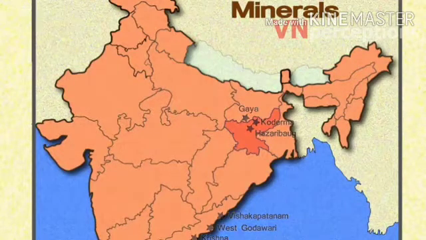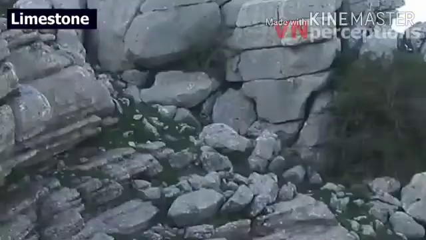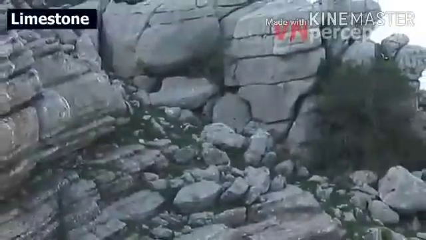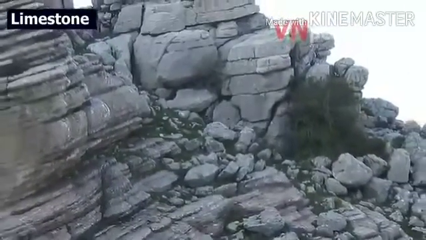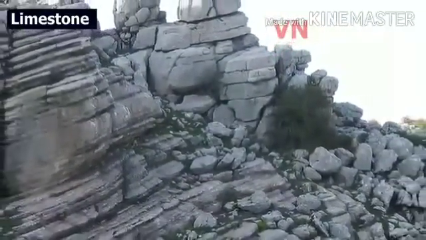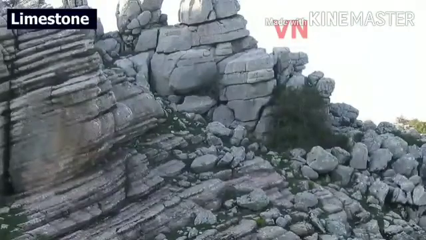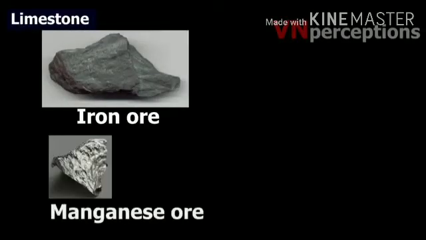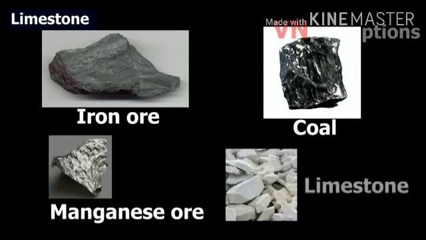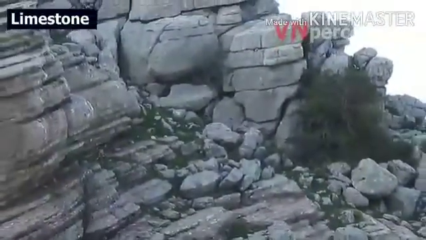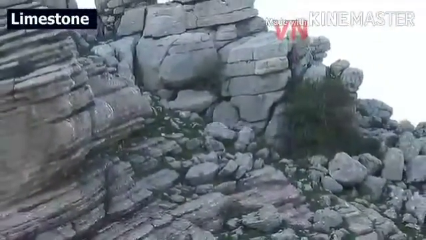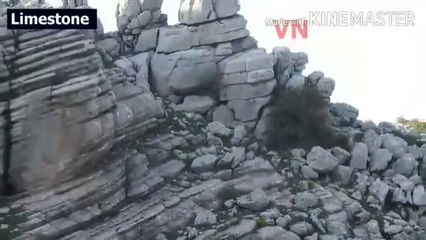Then we come to limestone. Limestone is mainly used as a flux in the iron and steel industry. Steel is made from mainly four ingredients, and they are iron ore, manganese ore, coal, and limestone. The role of limestone is that it mixes with the impurities, the main impurity being silica, and brings it out. That's why we say it is used as a flux.